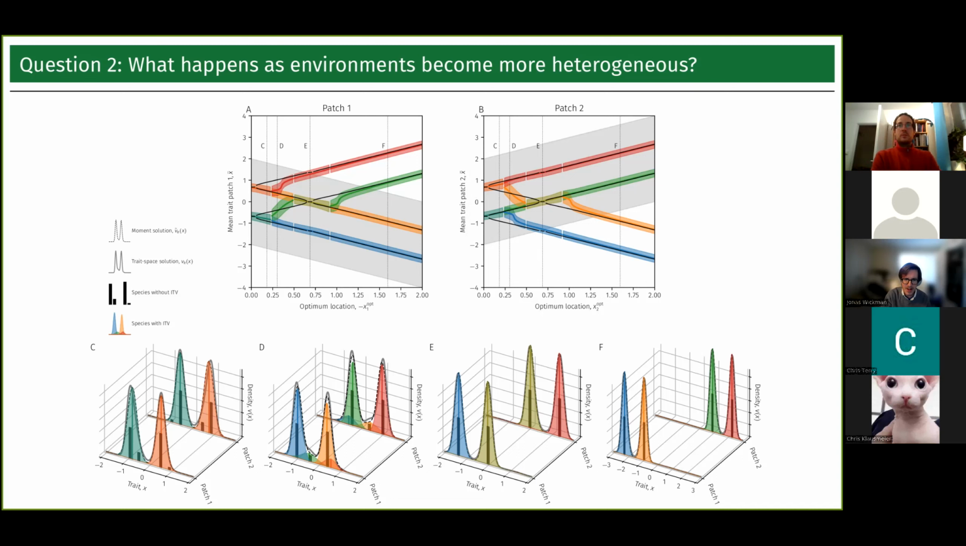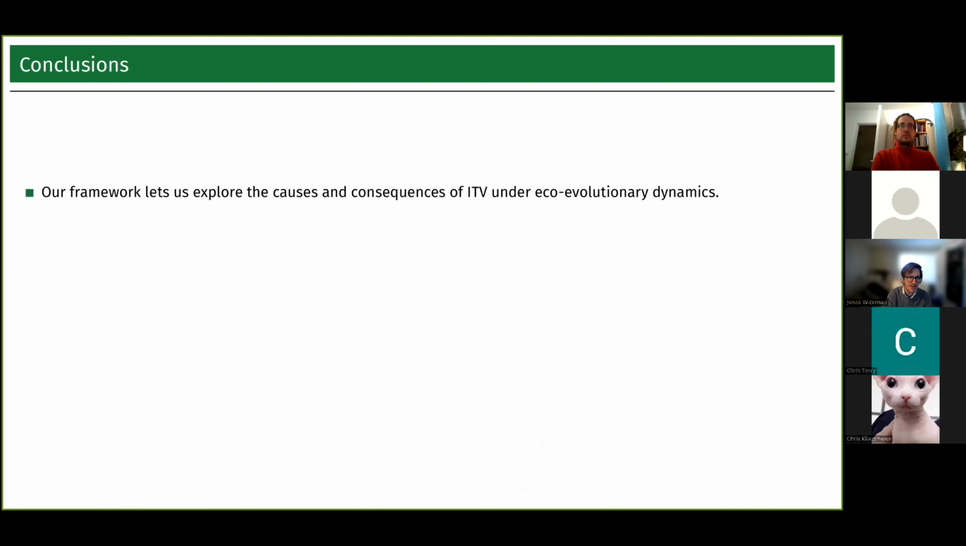All right, so what are we supposed to take away from all of this? Well, we have constructed this framework that lets us explore both the causes and the consequences of ITV under eco-evolutionary dynamics, especially for evolutionarily stable communities. So let's go back and try to answer some of the questions we posed in the beginning.